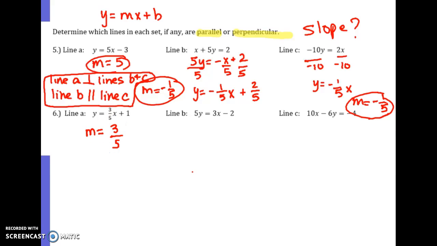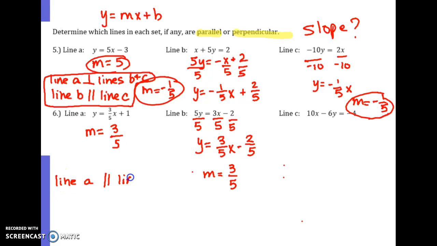So the slope here is 3/5. But line B, we're going to have to actually put it into slope-intercept form. And I'll divide by 5 and get y is equal to 3/5 x minus 2/5. Okay, so again, I can pull out my slope. My slope is 3/5. So already we can tell that line A is actually going to be parallel to line B, because they both have the same slope. They have 3/5 and they have 3/5.